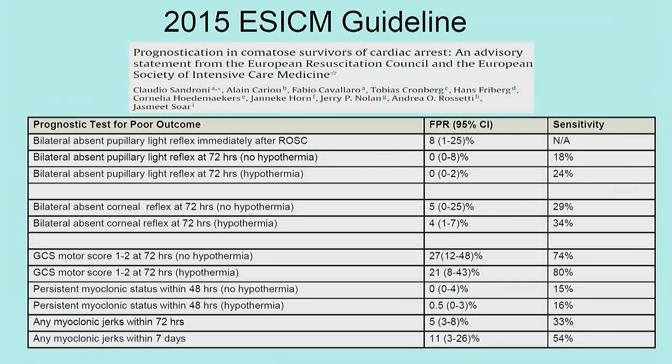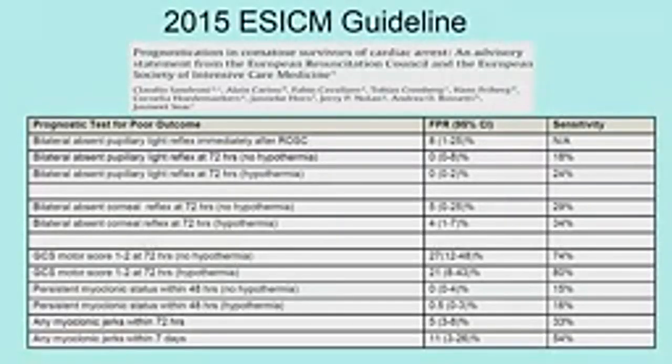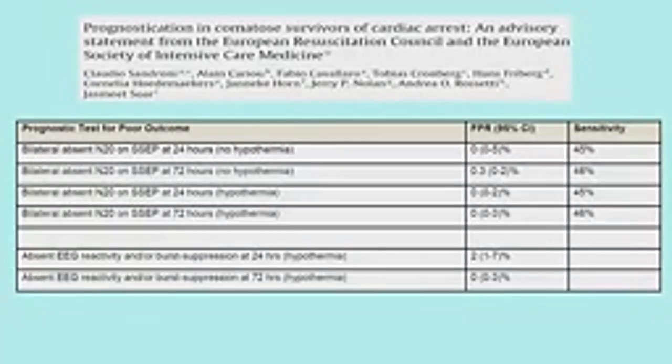I don't use the AAN guideline anymore. I use the ESICM guideline. And I hope you guys will have access to the slides, because the next two slides I took from the ESICM guideline and collated this in a way that I think makes the most sense, which is looking at the false positive rate for all the various prognostic tests at 24 hours and 72 hours, hypothermia or no hypothermia, and also the sensitivity of those tests. And I think that's the information that you really want to know, is how sensitive is this biomarker for poor outcome, and what is the false positive rate of this biomarker. And so I hope that you get access to the slides, and these next two slides are worth taking a look at if you do any prognostication in this patient population.